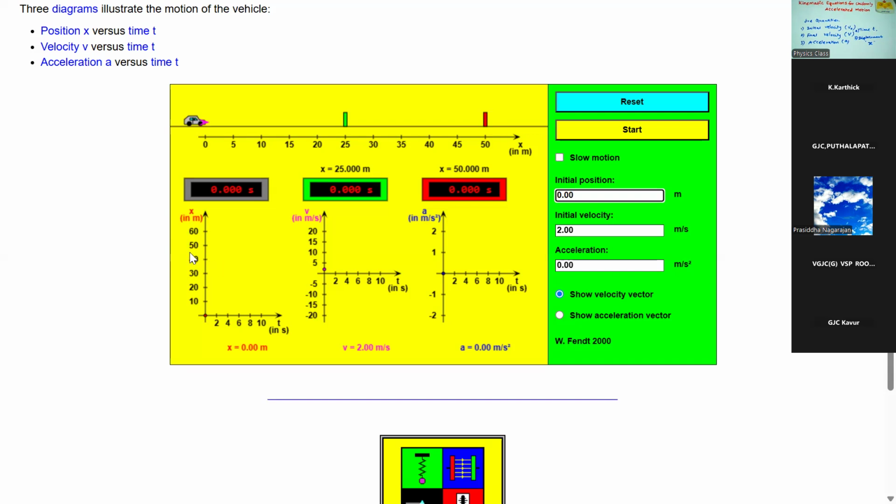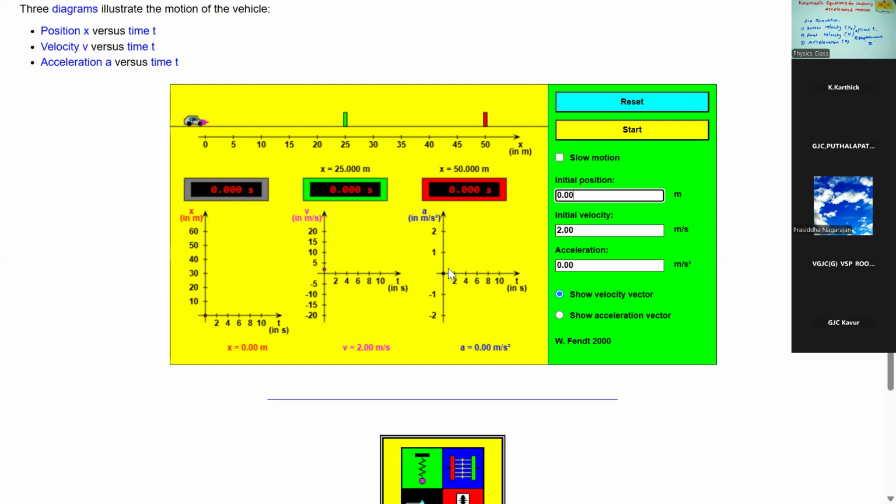So the first graph is time and position, the position time graph, with unit in meters. The second graph represents V and T, the velocity time graph, with unit meters per second. And the third one is A, with unit meters per second squared. A means acceleration, so this is the acceleration time graph.